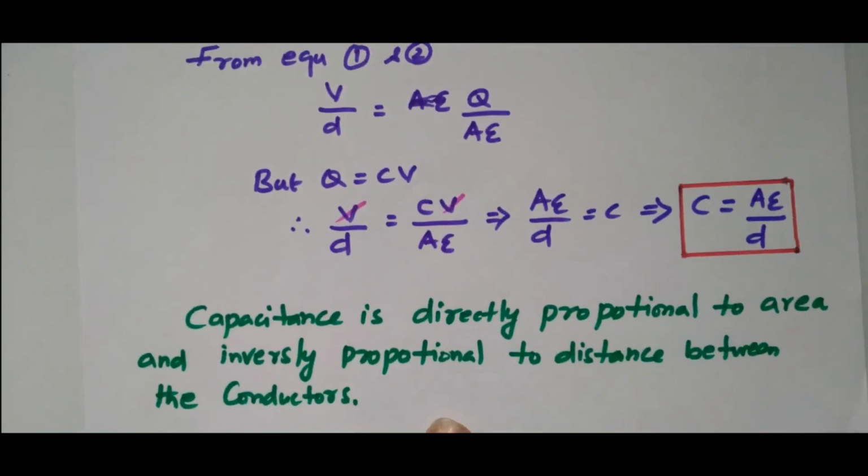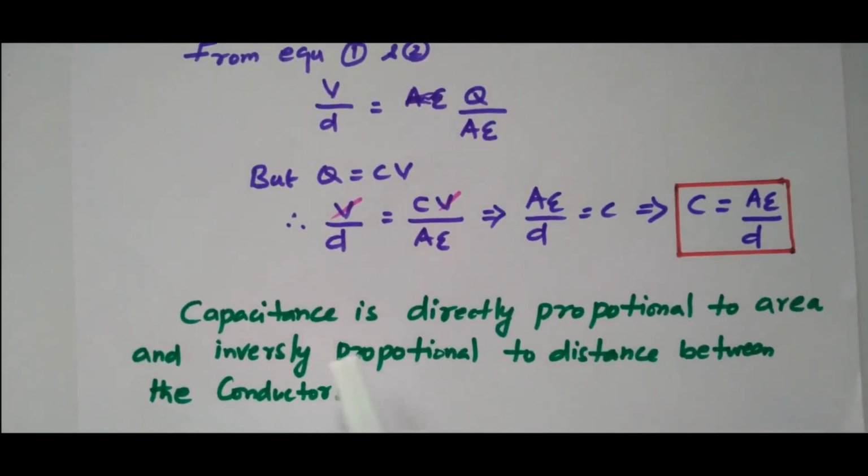From the above expression, the capacitance is directly proportional to the area of the plate and inversely proportional to the distance between the conductors, right? So what is the meaning? If you increase the area of the plate, the capacitance will increase. Similarly, if you decrease the distance between the plates, the capacitance will increase, right? So it is A epsilon by d, the general formula.